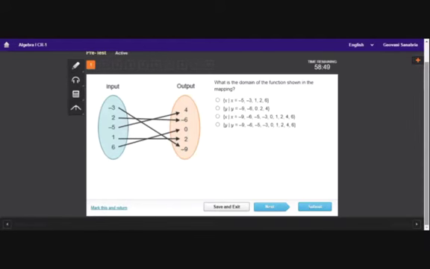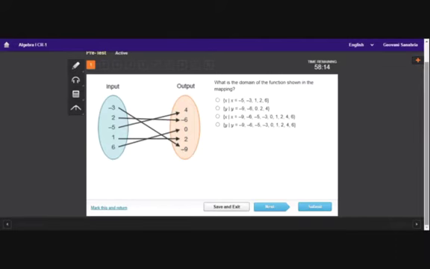So input, x values, domain, those all mean the same thing. Okay. Output, range, y values, that all means the same thing. So here it says what is the domain of the function in the mapping. So the domain is the input, which are the x's, and it's all those numbers that are in the blue oval. So -3, 2, -5, 1, 6.